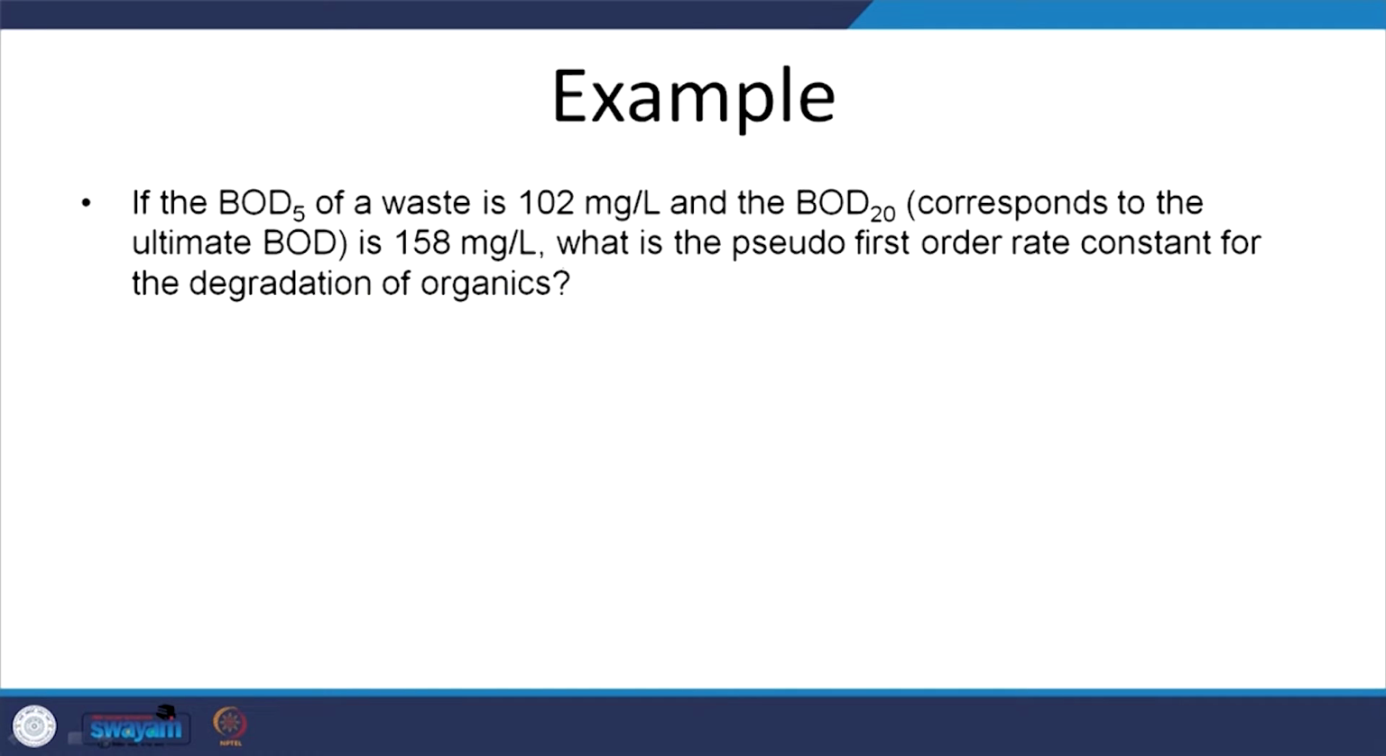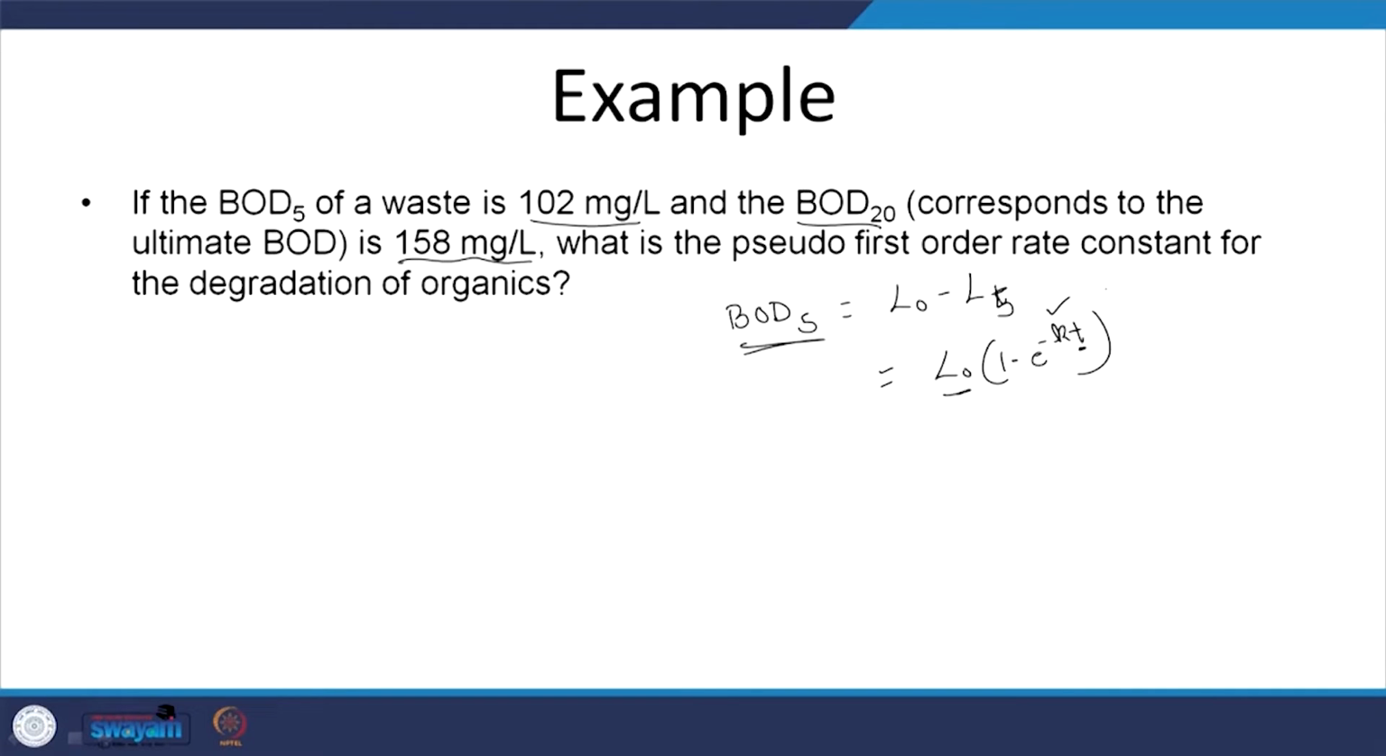So, if BOD 5 of a waste is 102 milligram per liter and BOD 20, which we are saying corresponds to ultimate BOD, is 158 milligram per liter, what is the rate constant? We know that BOD 5 is equal to the difference in the organic content, meaning initial organic content minus organic content after the 5 day period, or it is equal to L naught into 1 minus e power minus k t. So, BOD 5 is given here, time is 5 days and L naught is given as 158. So, I have to calculate k.